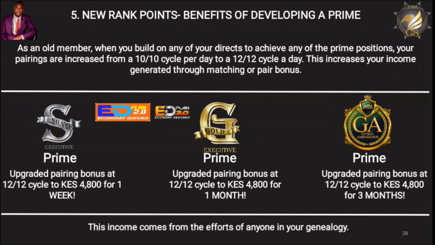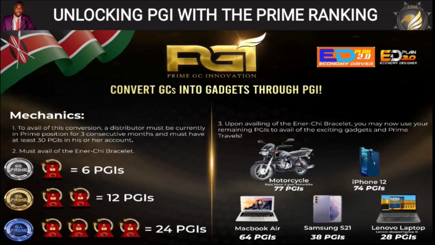If you produce someone who is a global ambassador prime, a GA prime, your pairing bonus will be upgraded to a 12-12 cycle for cash 4,800 for 3 months, which means you'll have a chance of making 4,800 times 24 pairs for 3 months. That is how you get to unlock and increase your income, okay? So this income comes from the efforts of anyone in your genealogy. Basically, that is how it is. Now, the next thing is how to unlock the prime gift with the prime gift ranking, okay?